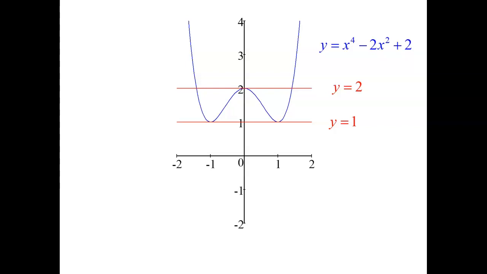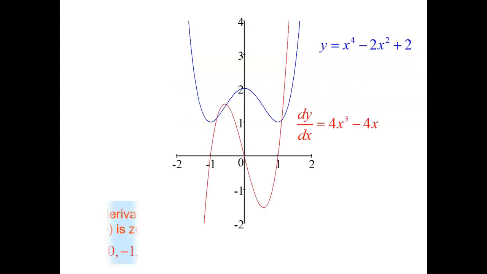If I then actually graph the derivative function, 4x to the third minus 4x, which is a cubic function, it would look something like this. And you can see that the derivative function would have 0 values when the original function has horizontal tangent lines, at x equals 0, and at x equals 1 and -1.